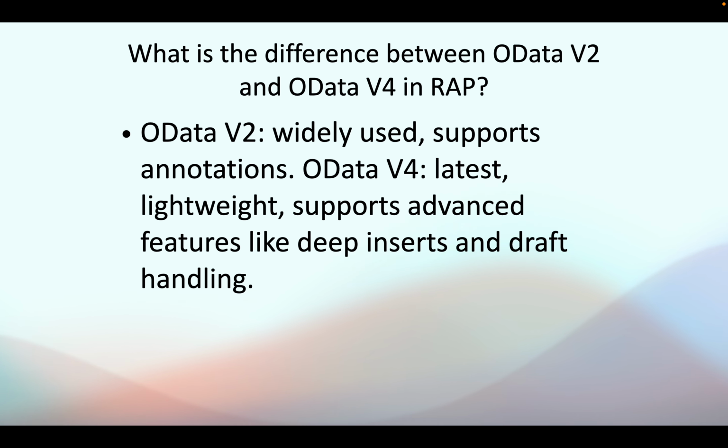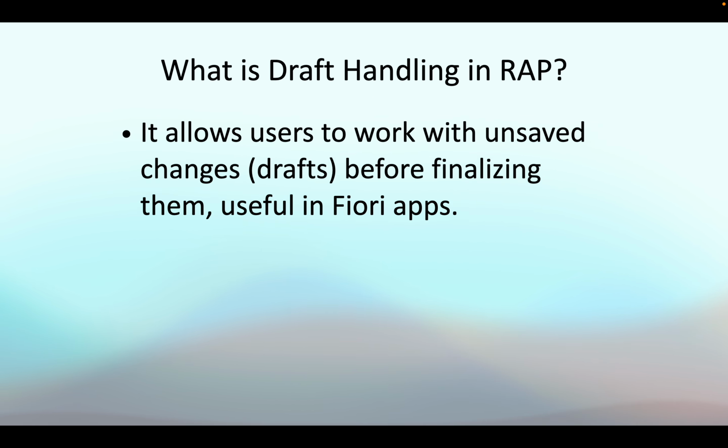What is the difference between OData v2 and OData v4 in RAP? OData v2 is widely used and supports annotations. OData v4 is the latest, lightweight protocol which supports advanced features like deep inserts and draft handling. What is draft handling in RAP? It allows users to work with unsaved changes before finalizing them, and is useful for Fiori applications.